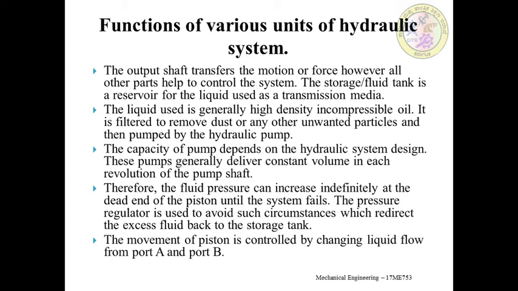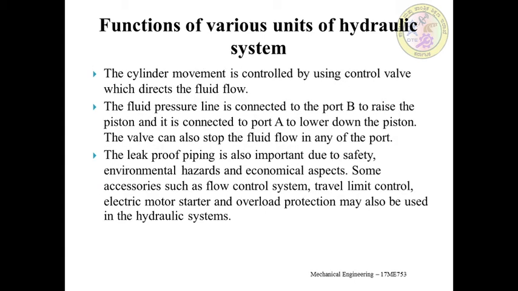The movement of the piston is controlled by changing the liquid flow from port A to port B, as shown in the previous slide. The cylinder movement is controlled by using a control valve, which directs the fluid flow. The fluid pressure line is connected to port B to raise the piston, and it is connected to port A to lower the piston. The valve can also stop the fluid flow in any one of the ports.